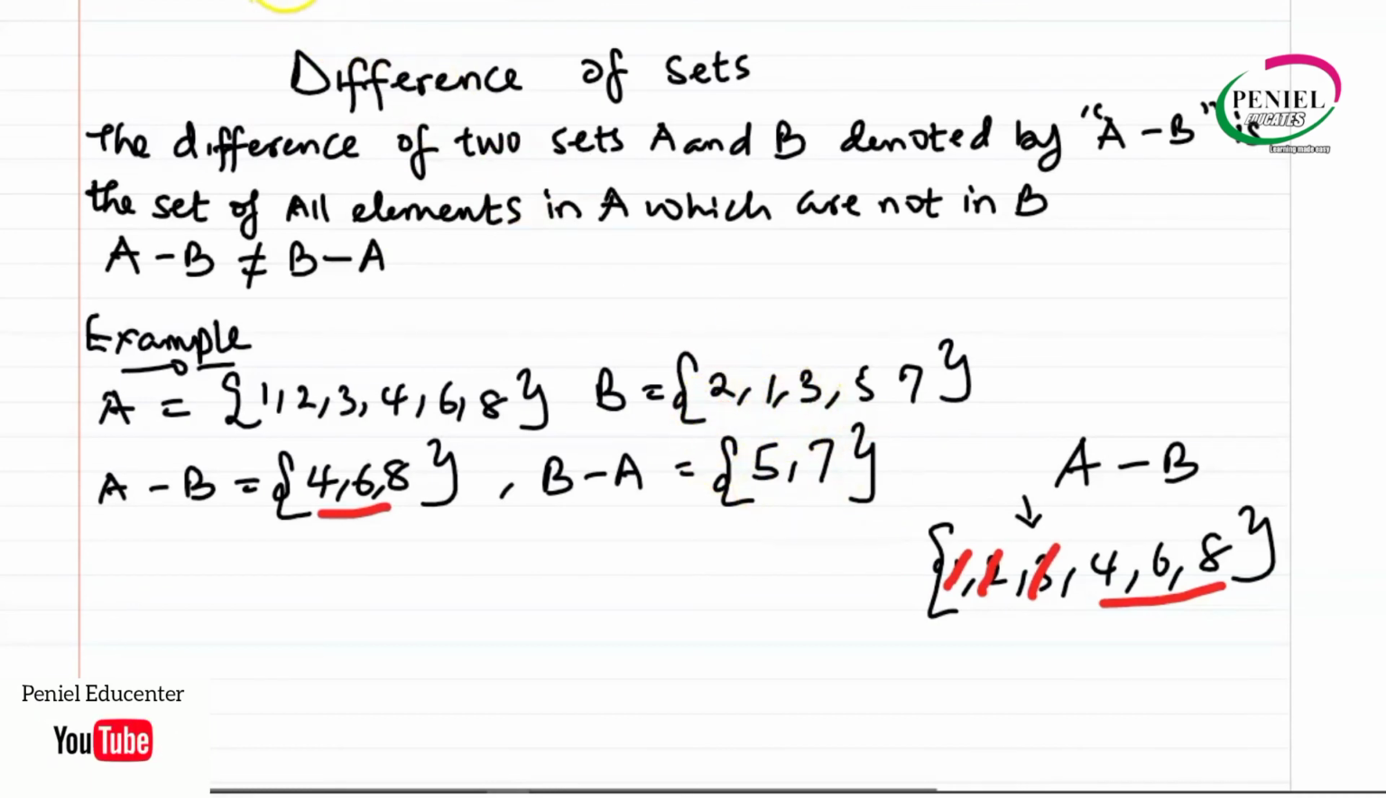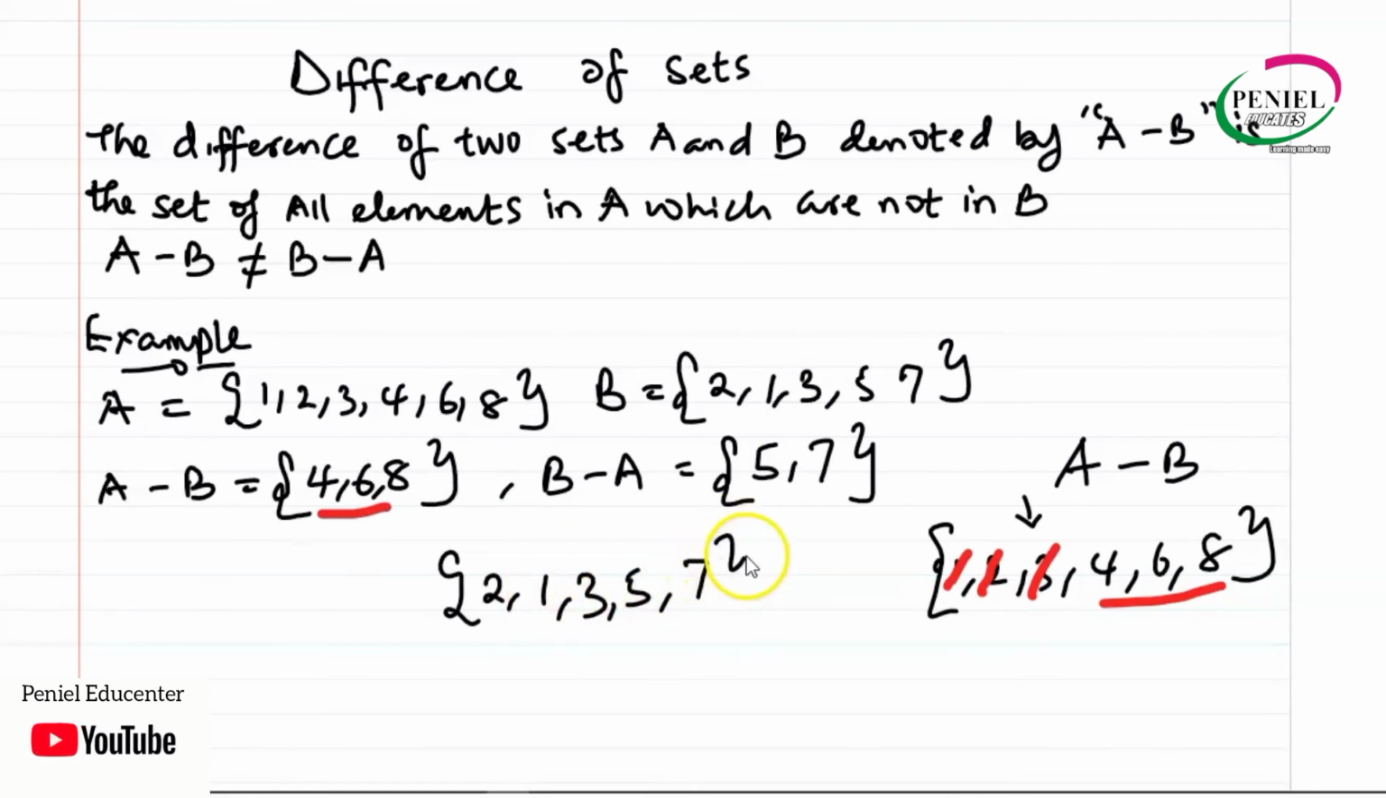Okay, I want to do B minus A, so let me just write my B. My B is 1, 2, 1, 3, 5, 7. Okay, that's my B. All right, I want to take away A. I want to take away my A.